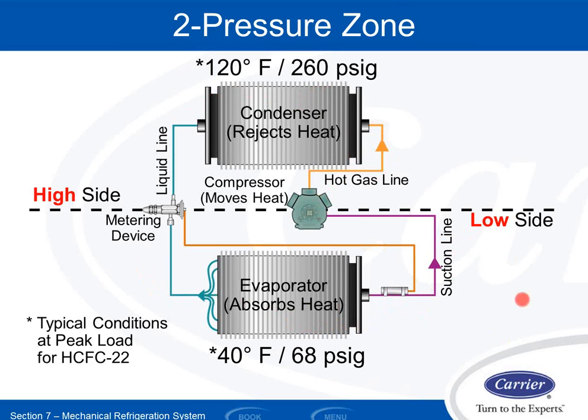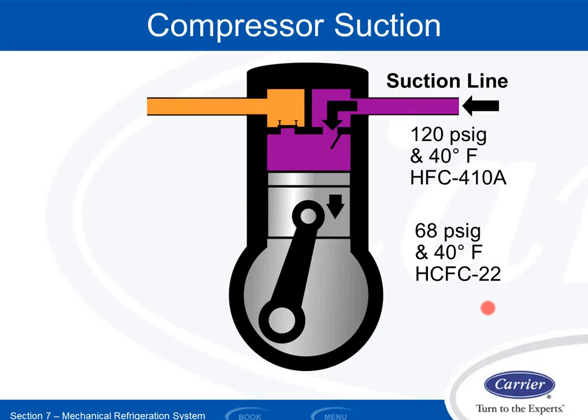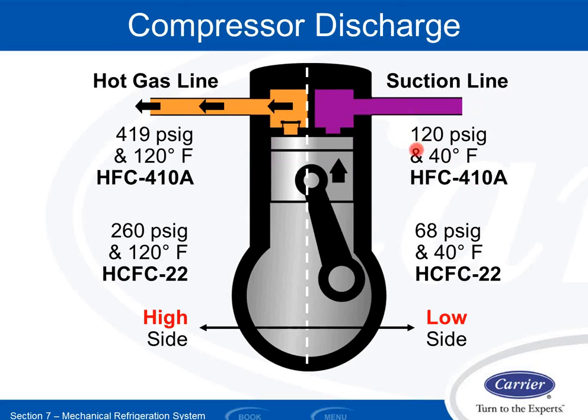By the way, these particular temperatures and pressures on the screen right now are based on R22. We can do some examples here with R22 and 410A. We'll do them side by side so you can see them. In R22, my example was 40 degree refrigerant and 68 psi entering the compressor. If it was an R410A system, I'd still have that 40-degree temperature, but because of the properties of R410A, I would have about 120 psi.